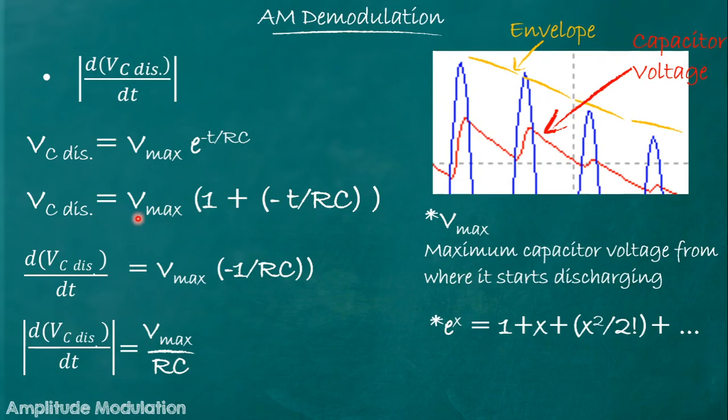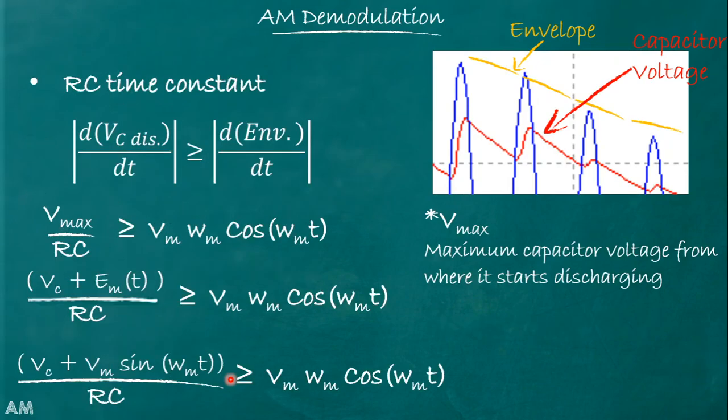Now let us differentiate on both sides with respect to time. The equation becomes Vmax into the differentiation of 1, which is 0, plus the differentiation of the next term, which is minus 1 by RC. Now if we find the magnitude, the minus sign vanishes and our answer will be Vmax over RC. Now let us put these two values over here. So dVc discharge by dt is Vmax by RC, and the rate of change of envelope, which we have already found, is Vm omega m into cos omega m t.